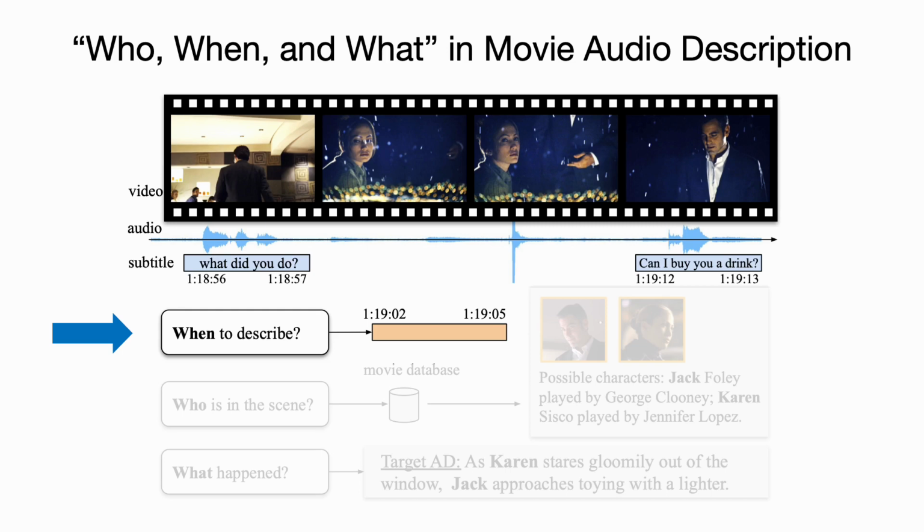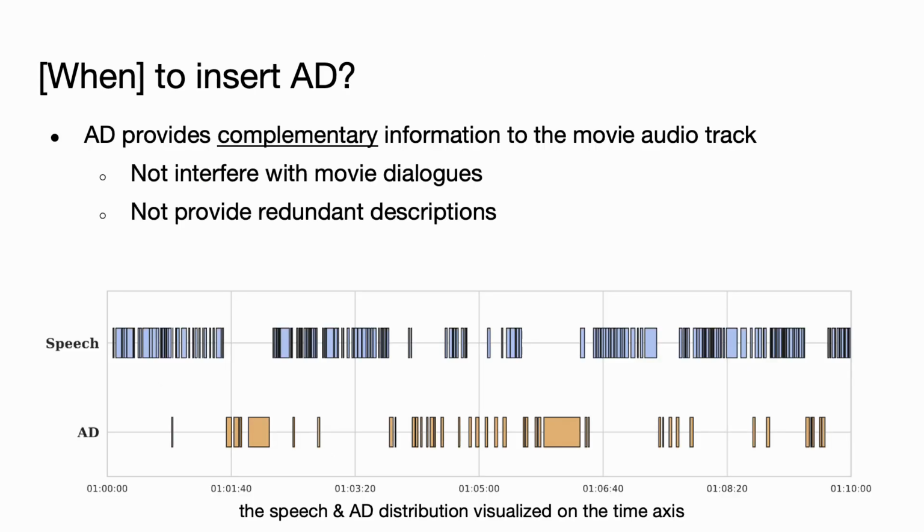Additionally, the question of when to insert AD is less studied before, but it has practical importance for fully automated AD generation or helping human annotators. A successful AD will not interfere with the original movie soundtrack, as we can see in these colored blocks. In practice, within the gap of dialogues, the positioning of AD is still a bit subjective and arbitrary for annotators.